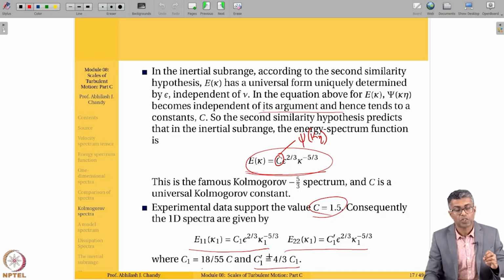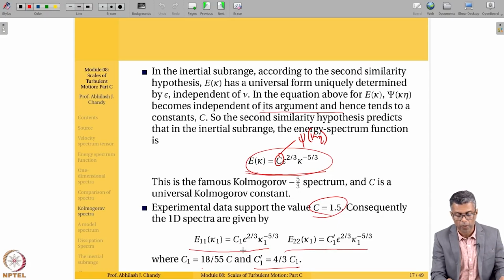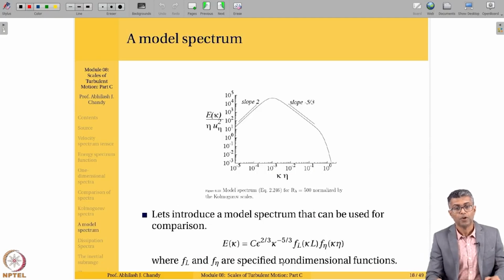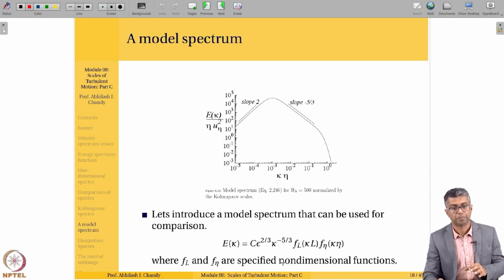So I have the energy spectrum function for the inertial subrange, which is C epsilon to the 2/3 kappa to the minus 5/3. And remember, C is a universal constant, and it turns out to be 1.5 based on experimental data. And then I use the earlier equations to calculate E11 and E22, where their corresponding constants are 18 over 55 C and 4/3 C1. I hope this is clear. We now go into the model spectrum.